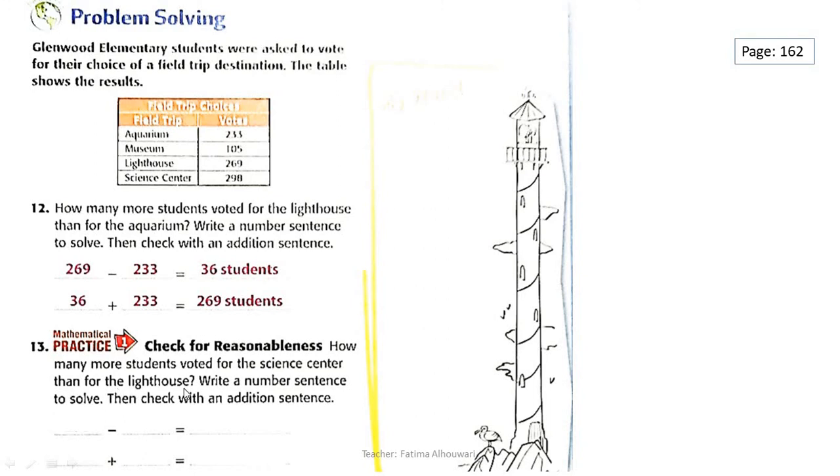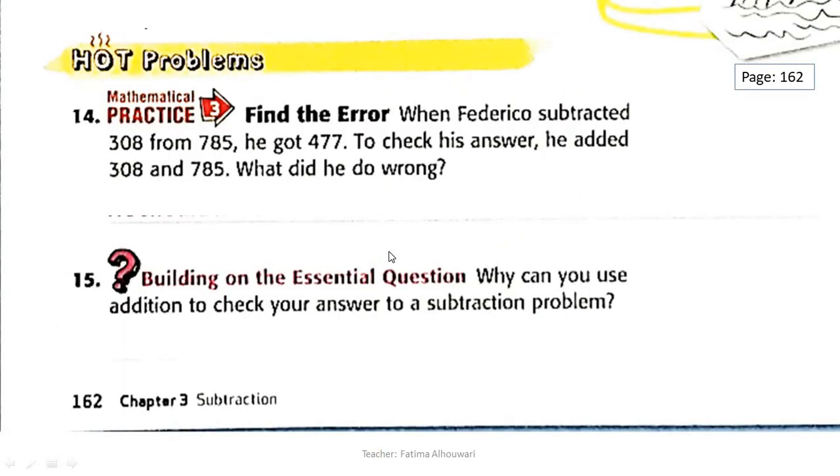And the second question is to find how many more students voted for the Science Center than for the lighthouse. Again, for the Science Center and for the lighthouse. Again, we should subtract these two numbers. So, 298 minus 269 equal 29 students. And to check, we should add these two numbers. 269 plus 29 equals 298 students. That's it.